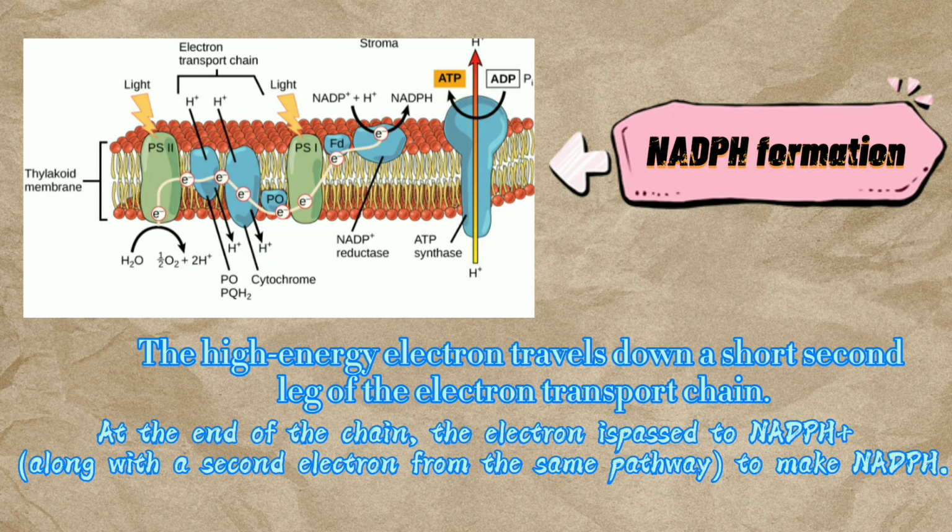The last step for phosphorylation is NADPH formation. In this step, the high-energy electron travels down a short second leg of the electron transport chain. At the end of the chain, the electron is passed to NADP+ along with a second electron from the same pathway to make NADPH.